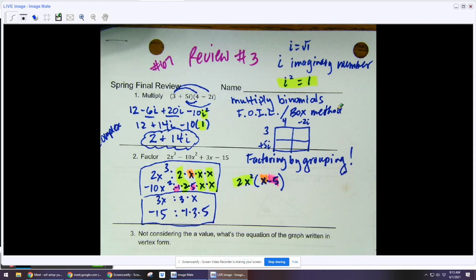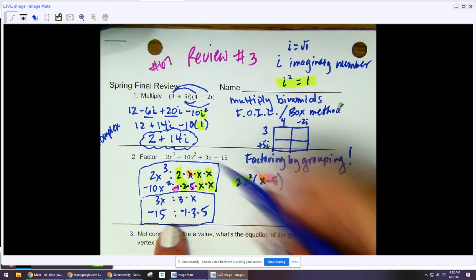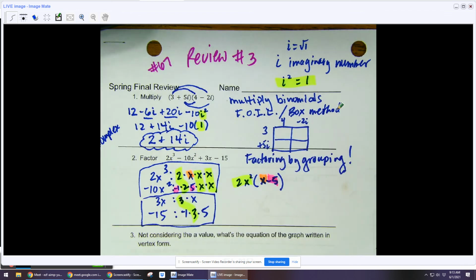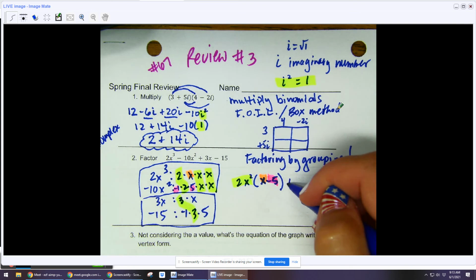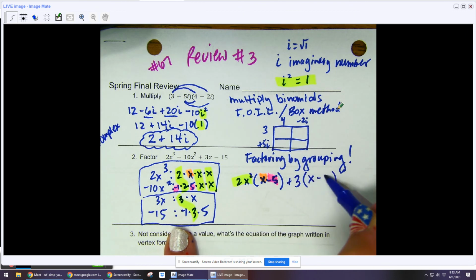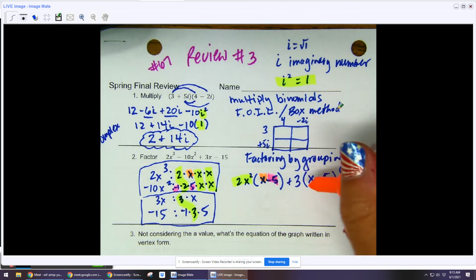Okay, let's go do the second thing for this one. This time, do you see what's in common? It's a positive 3. That's going to go out front. And then what's left over goes in the parentheses. Well, it's an x and a minus 5 again. Oh my God, look at that.